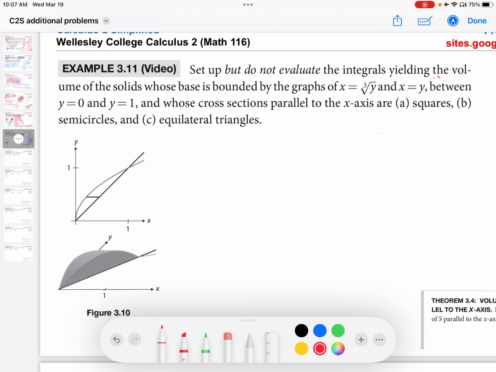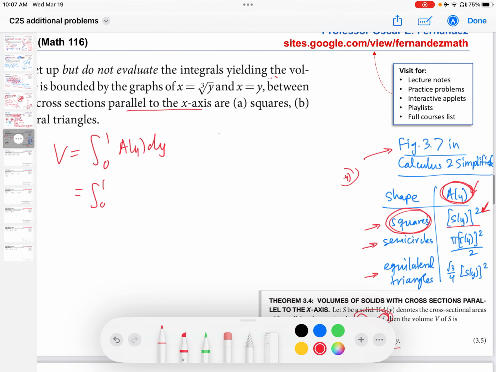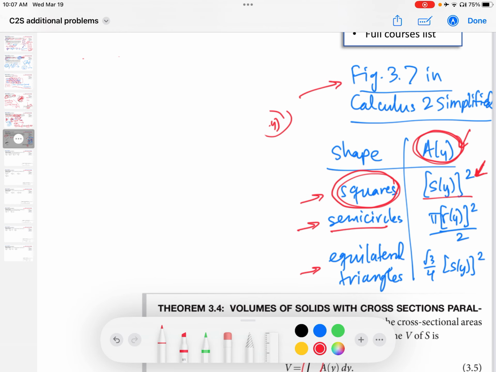Part B says cross sections parallel to the x-axis are semicircles. So I'm not changing my C and D value. This is the formula that I'm going to stick with for part B as well. But I am changing my cross-section type, right? They're semicircles. So I'm going to scroll over here again, and let's take a look at what happens for semicircles.